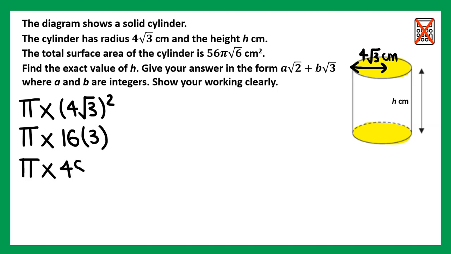This would be the same as pi multiplied by 4 times 4 is 16, and root 3 times root 3 is 3. Pi times 16 lots of 3 is the same as pi times 48, and this gives me 48 pi. Because we have two of the circles, I can times this by 2, leaving me with an area for both of them of 96 lots of pi.